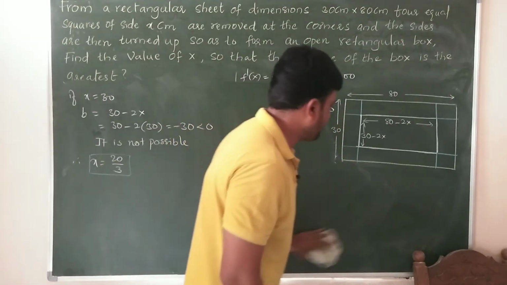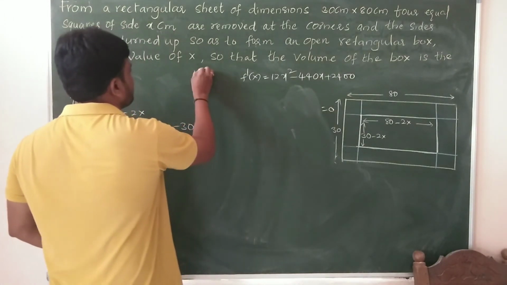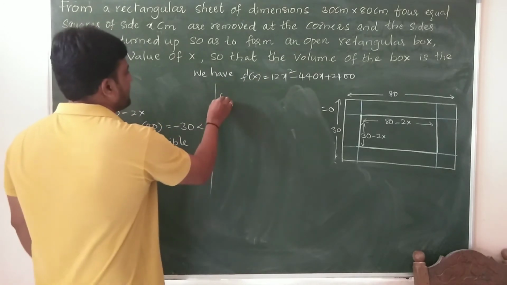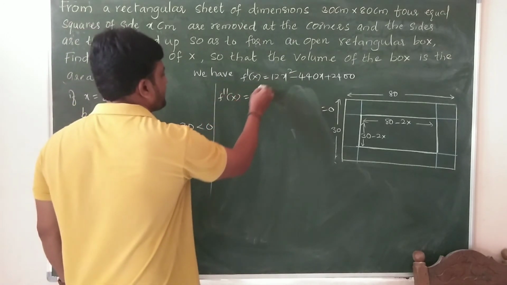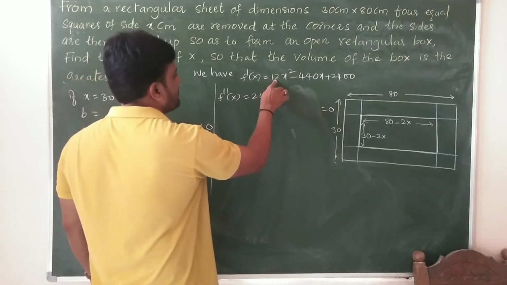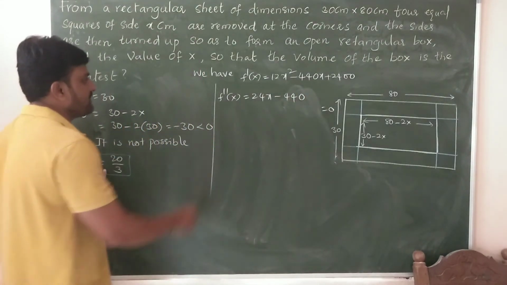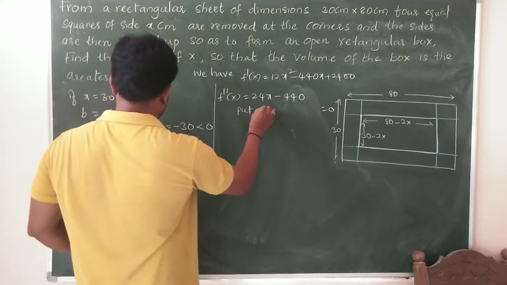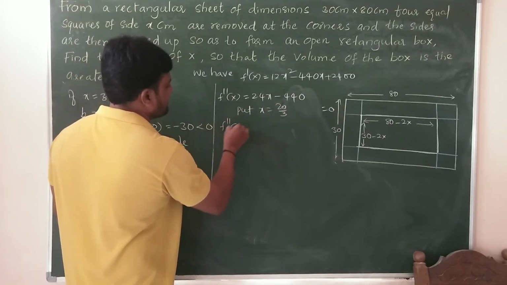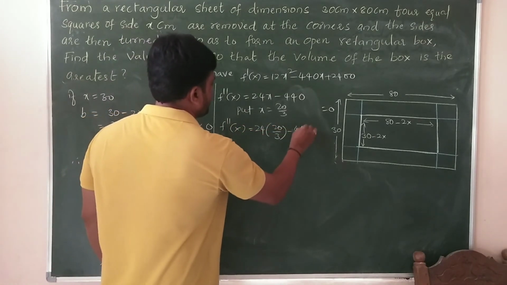Now what about f double dash of x? Already we have f dash of x. Then f double dash of x equals 24x, since 2x into 12 is 24x, minus 440. Now put x equals 20 by 3. f double dash of x equals 24 into 20 by 3 minus 440.